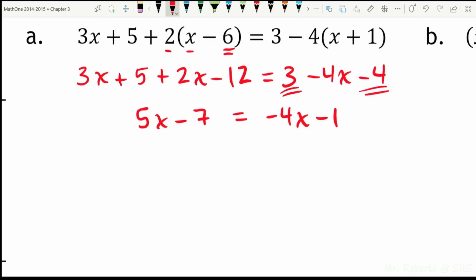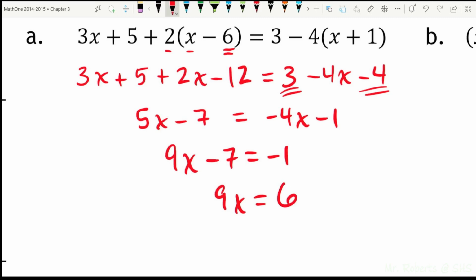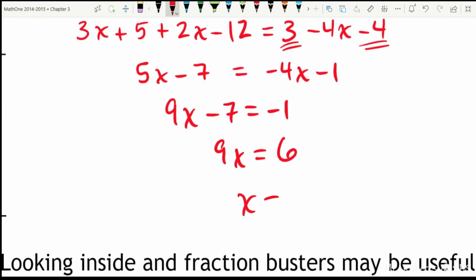All right, let's add 4x to both sides. I get 9x minus 7 is a negative 1. And if I add 7 to both sides, I get that 9x is, what's that going to be? That's going to be positive 6. Therefore, x is 6/9. And I know that does have a giant 1 of 3 over 3. So that's the same as 2/3. So I believe x is 2/3.